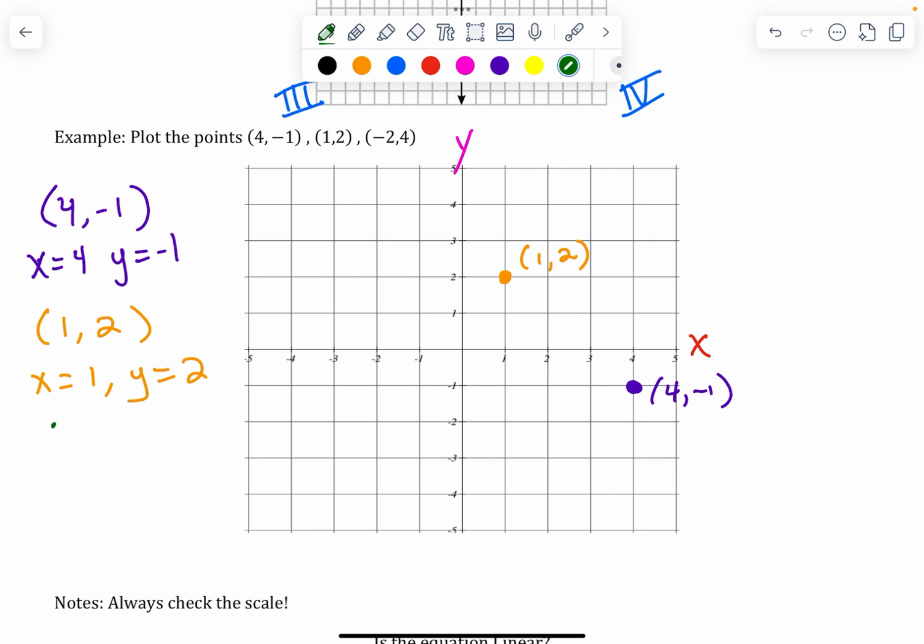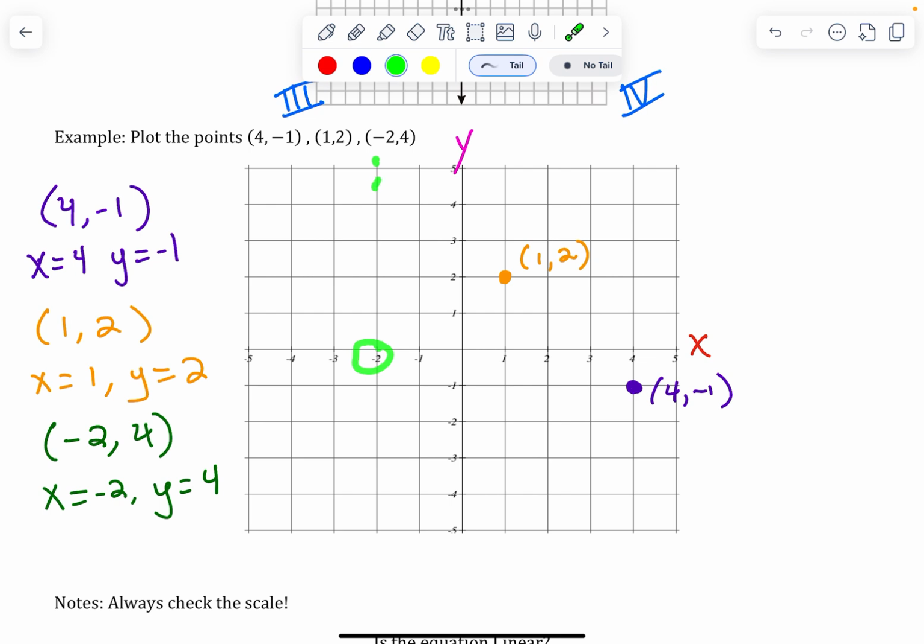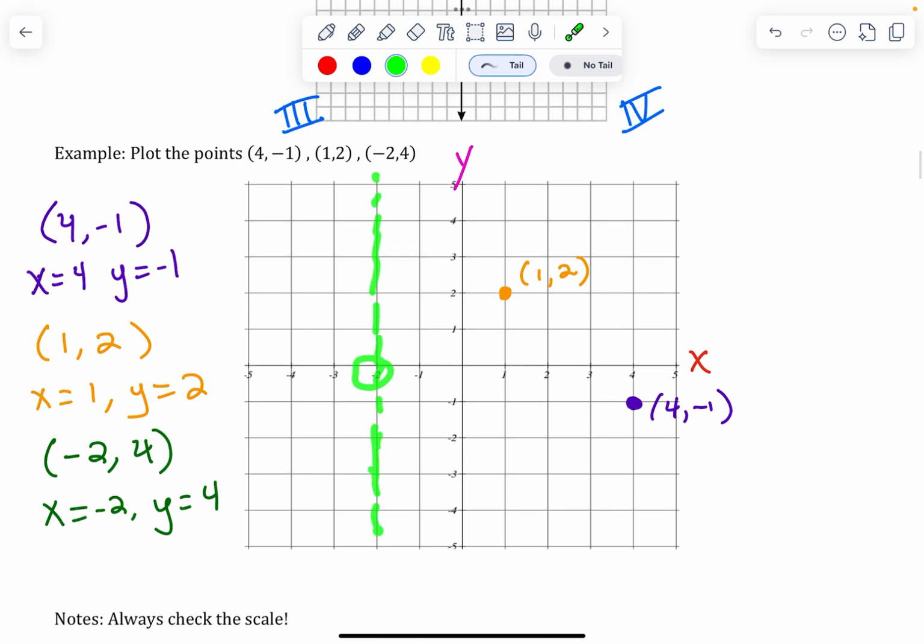And then our last point is going to be (-2, 4). So x equals negative 2 and y equals 4. Same thing, we're going to find negative 2 on the x-axis. It's like having an imaginary line there. We've got 4 on the y-axis. We draw that line. And where these intersect is going to be our point. So we have (-2, 4). We've gone through negative 2 on the x, and we're at 4 on the y.